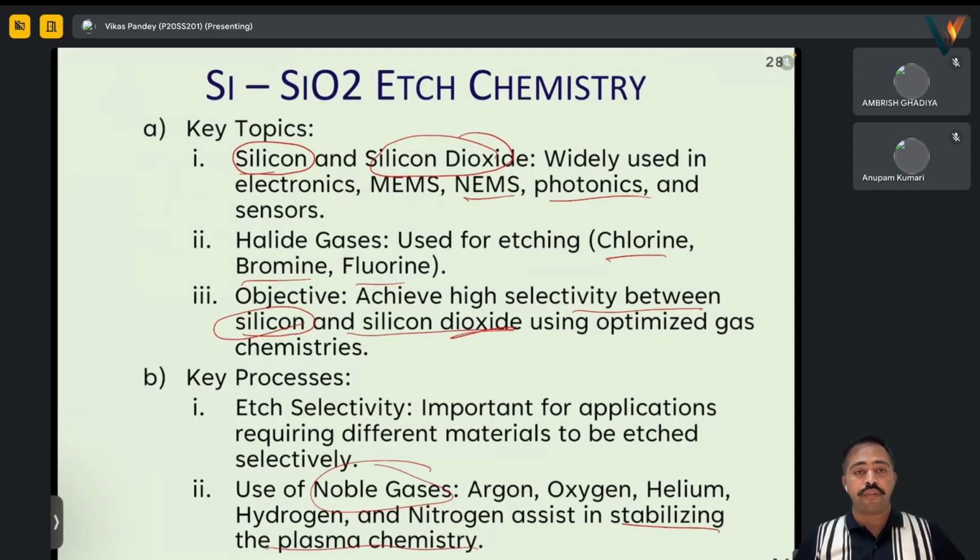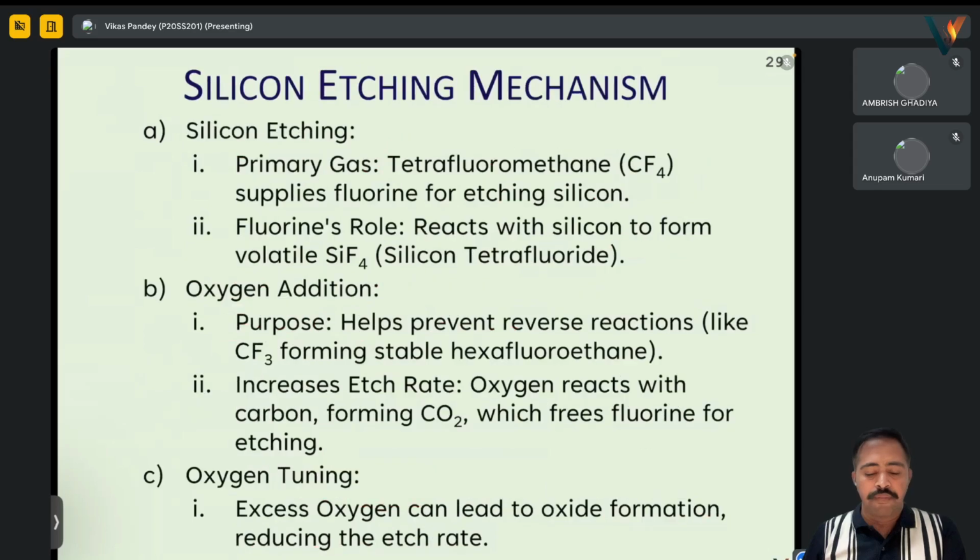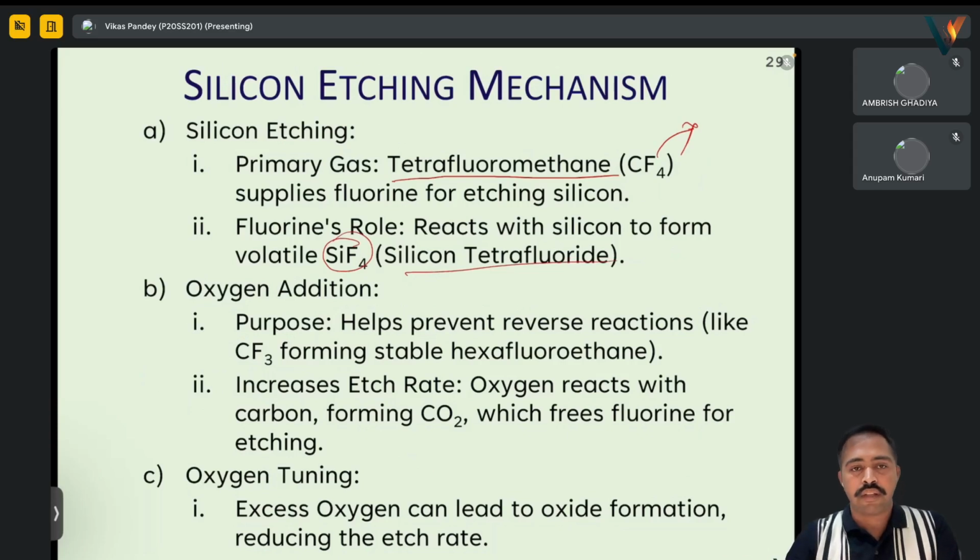So how does this silicon etching occur? One of the primary gases that is used is CF4, tetrafluoromethane. This supplies fluorine for etching silicon. And this fluorine reacts with silicon, forming silicon tetrafluoride, SiF4. In case of silicon etching, oxygen is generally added. Why? Because it helps prevent the reverse reaction.